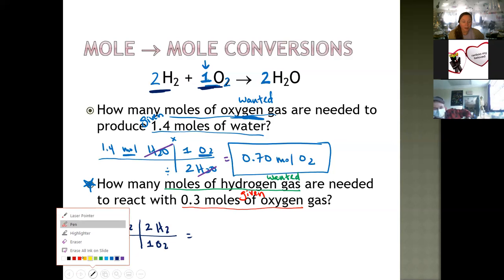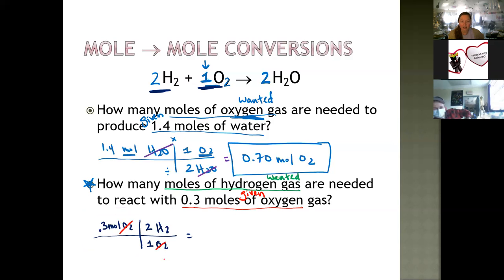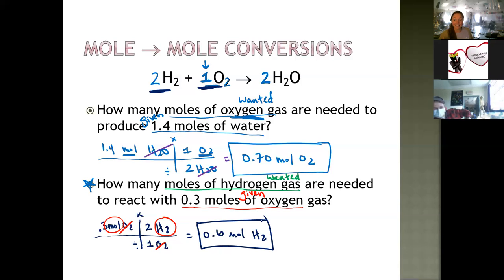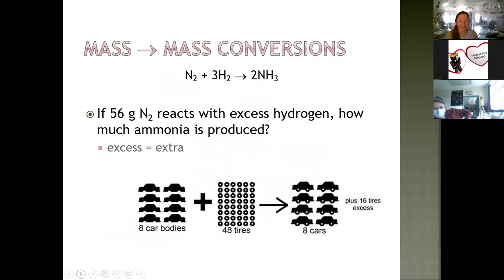Top and bottom, my oxygen gas cancels out. We're left with moles of hydrogen gas. We do that calculation, 0.3 times 2 divided by 1. We end up with 0.6. Perfect. Good? Not terrible? Makes sense, kind of, sort of? We're stoichiometry rock stars.